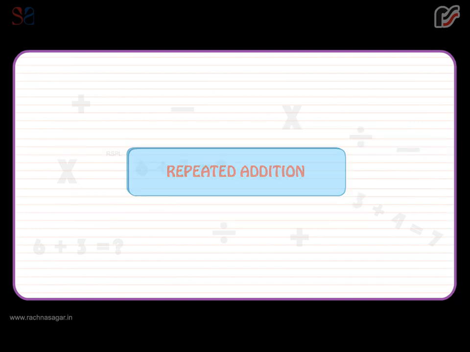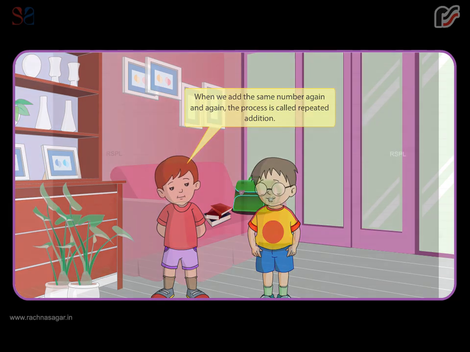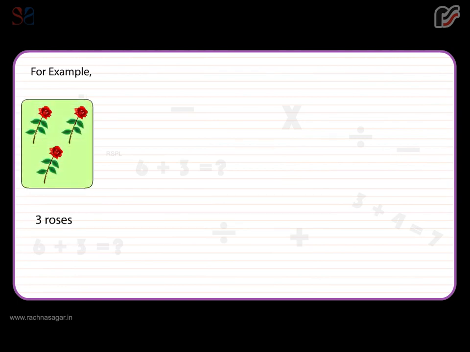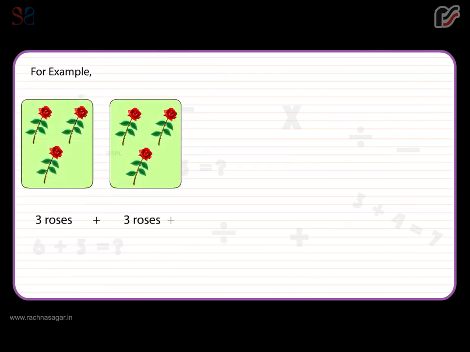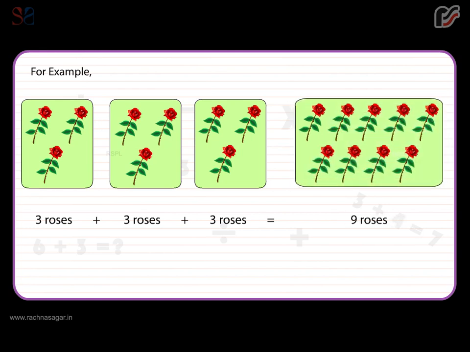Repeated addition. When we add the same number again and again, the process is called repeated addition. For example, 3 roses plus 3 roses plus 3 roses is equal to 9 roses. Here, we are adding the number 3 3 times. So, 3 times 3 is equal to 9.